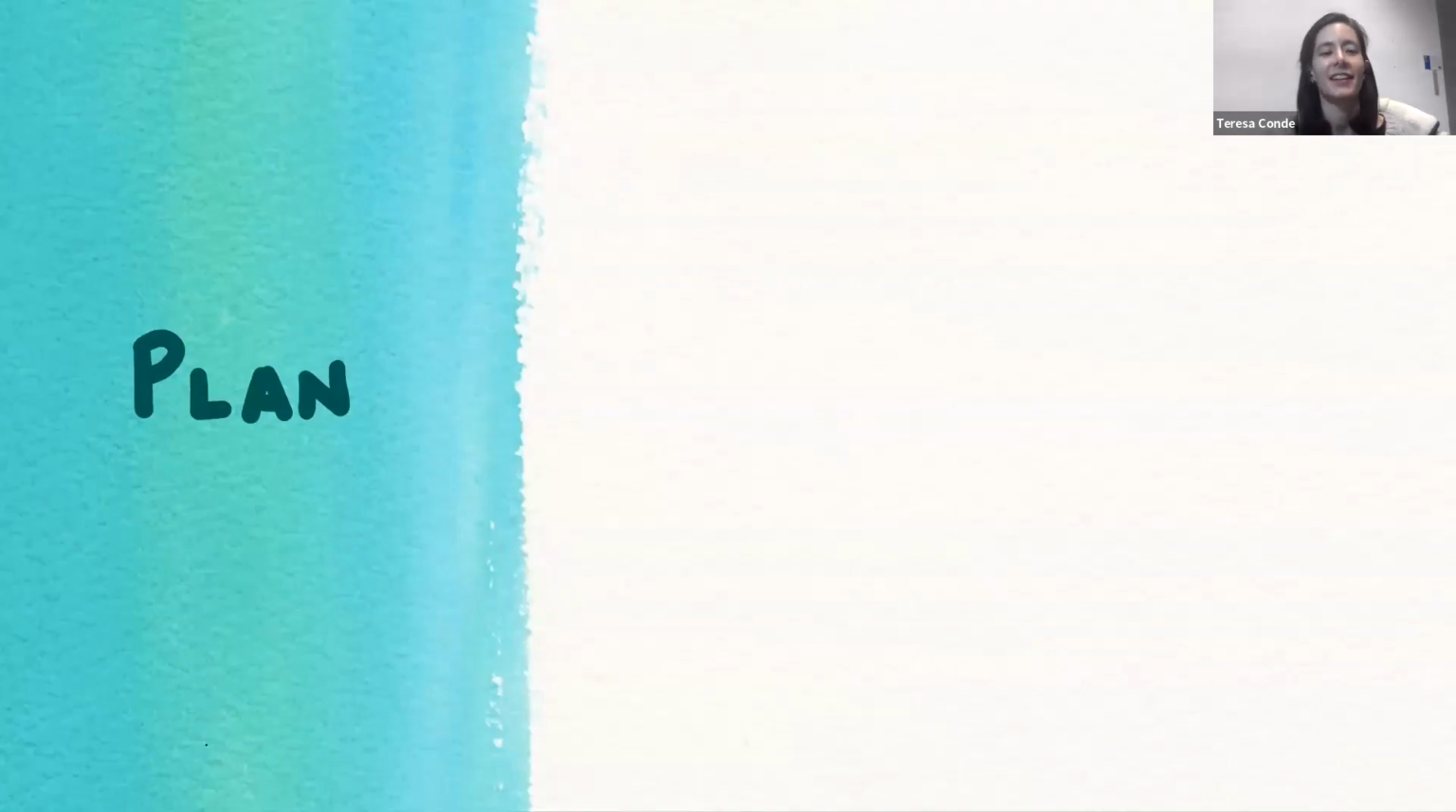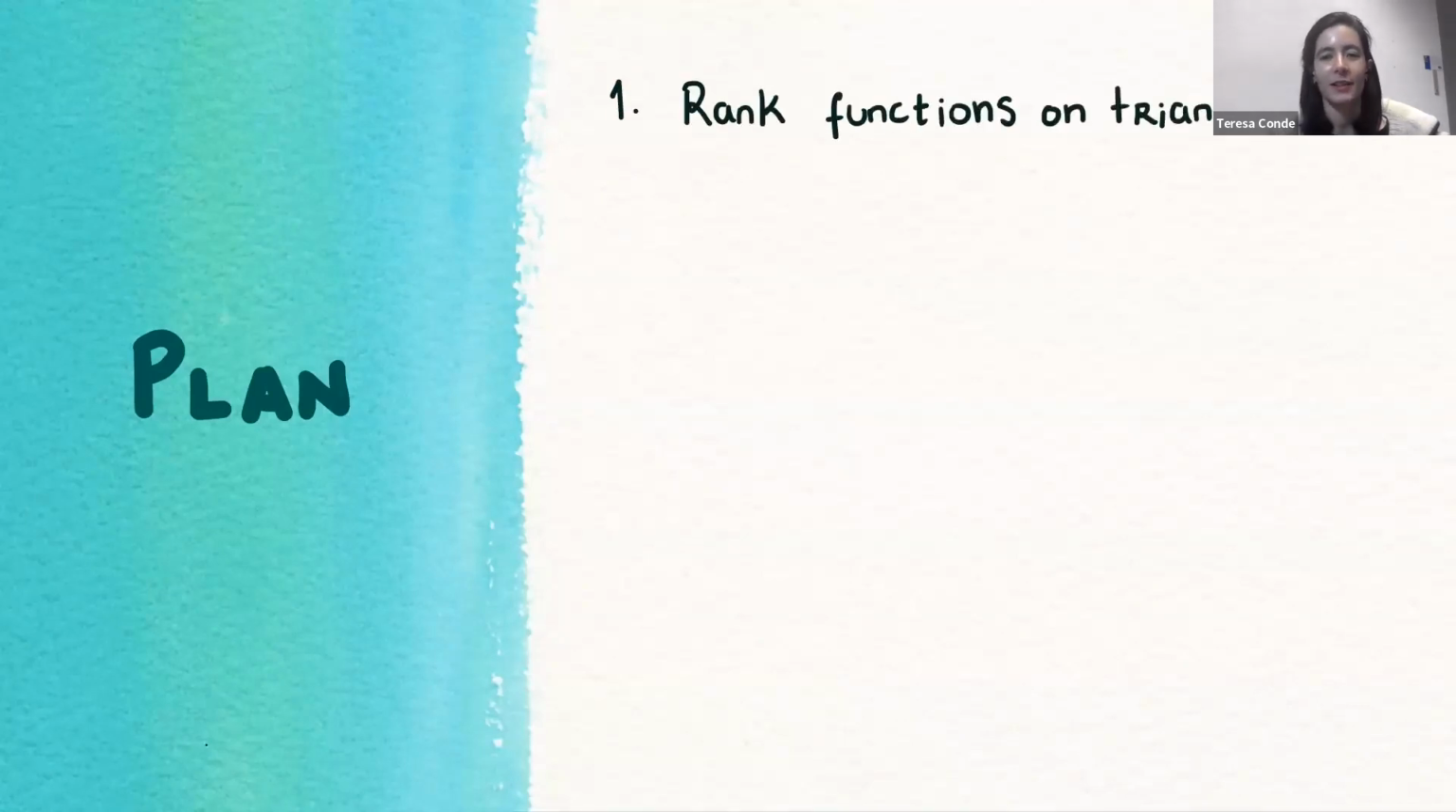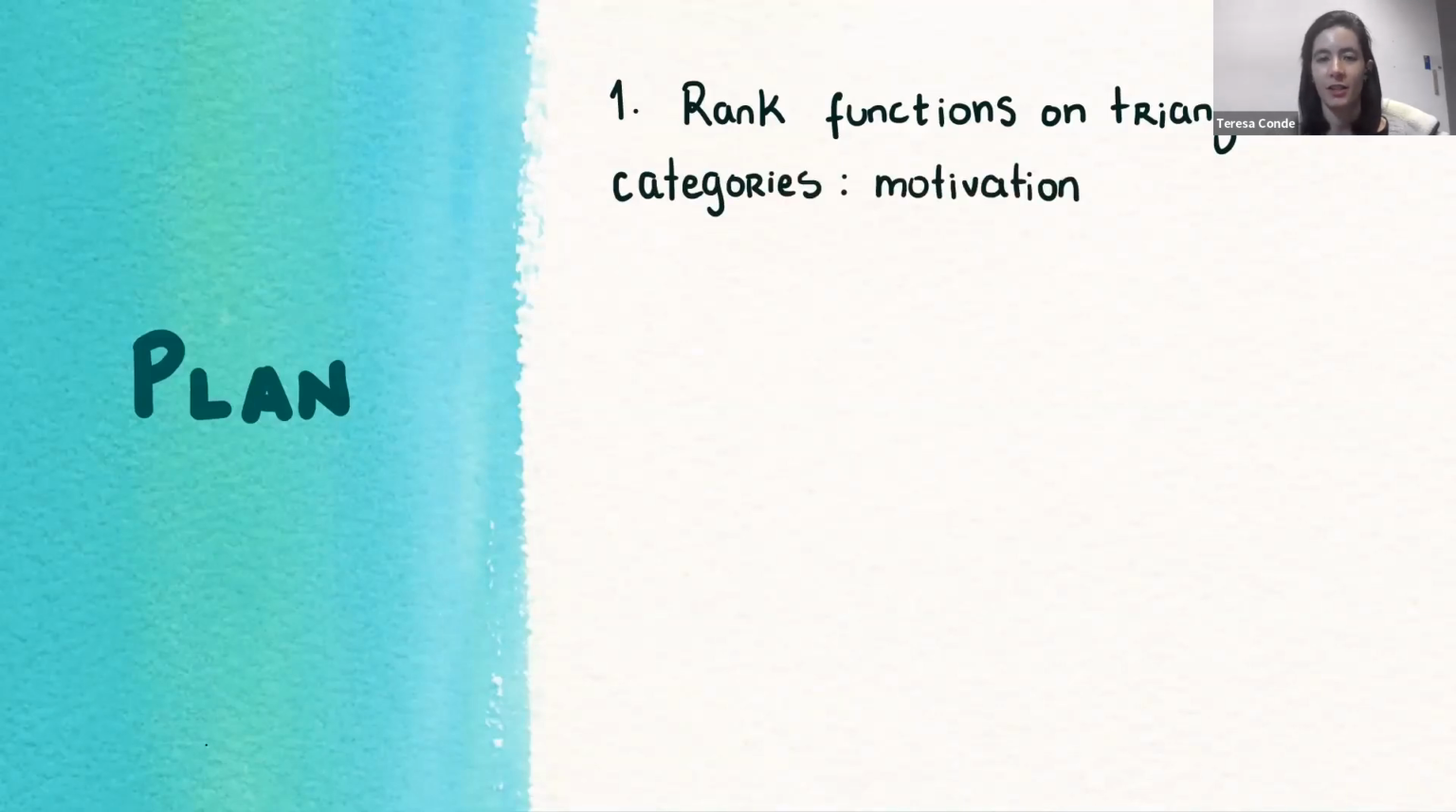Okay, good. So the plan is as follows. I'll start by telling you a bit about the predecessors of rank functions on triangulated categories, and then obviously I'll let you know what a rank function is, and I'll also mention some results in the work of Chuang and Lazarev that are going to be very relevant for the talk.